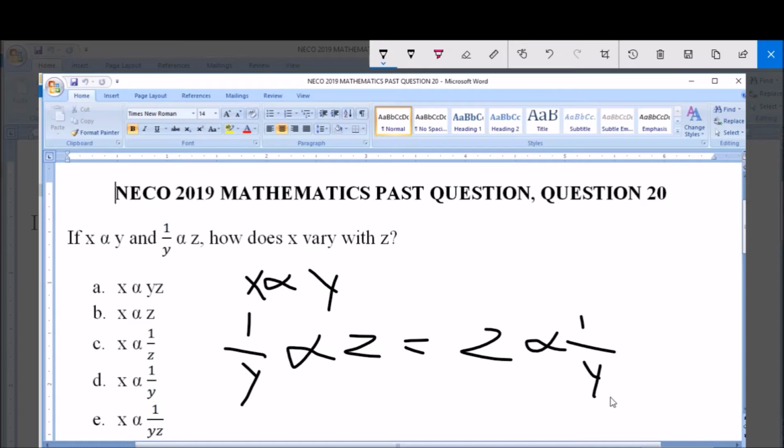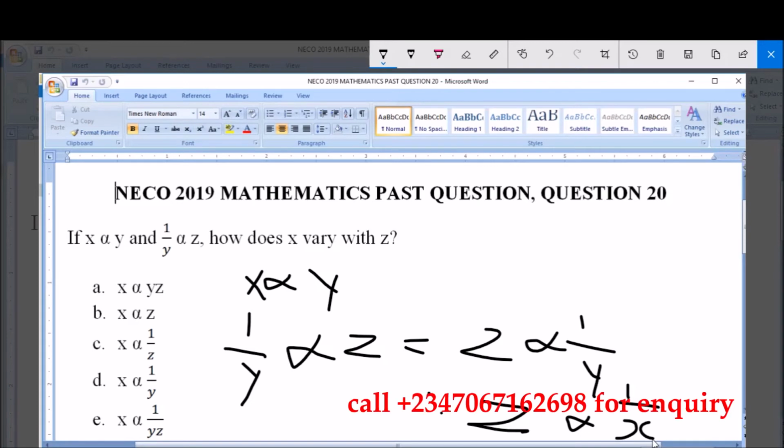So therefore z varies inversely as x, because x varies directly as y and z varies inversely with y. So therefore when x increases and y increases, z will decrease, and so z varies inversely as x, because an increase in x will lead to a decrease in z, and a decrease in x will lead to an increase in z. And the answer to this question is option C.